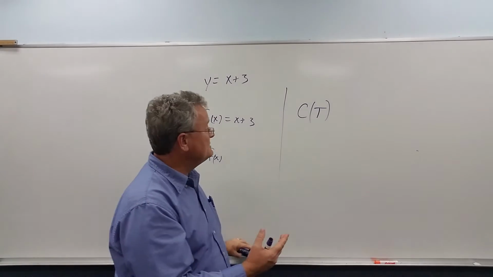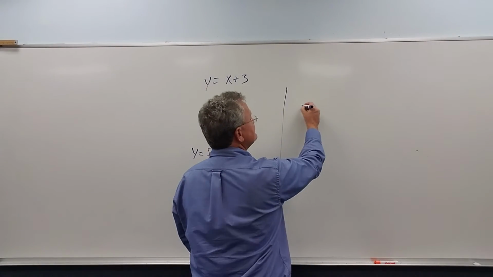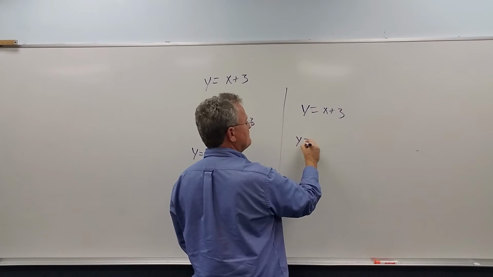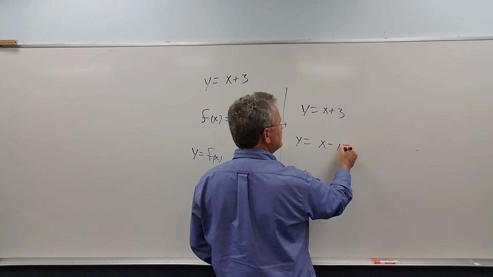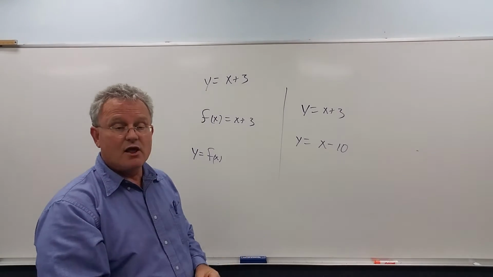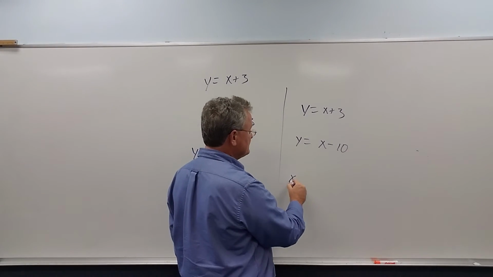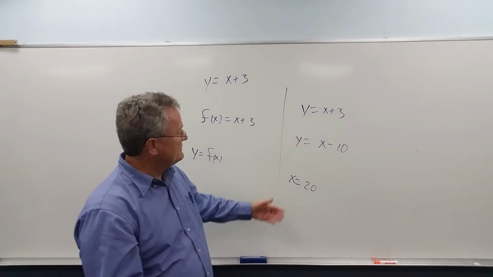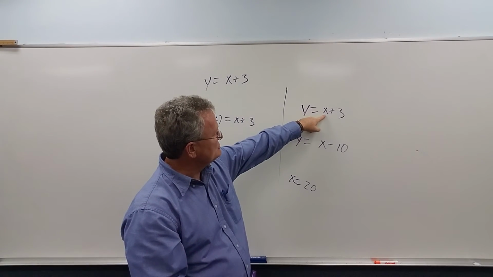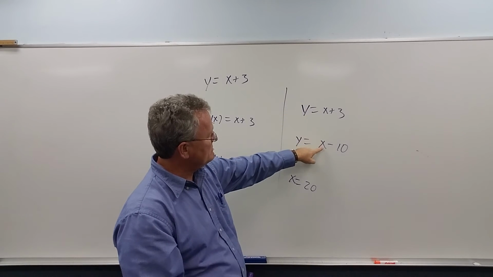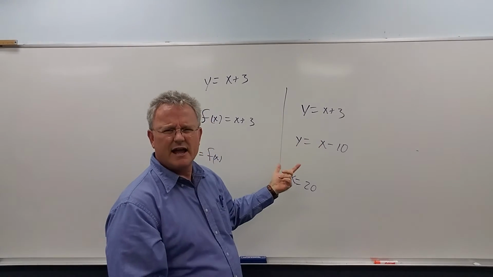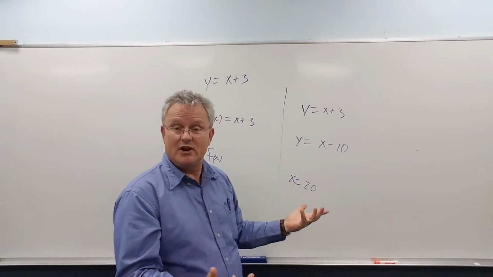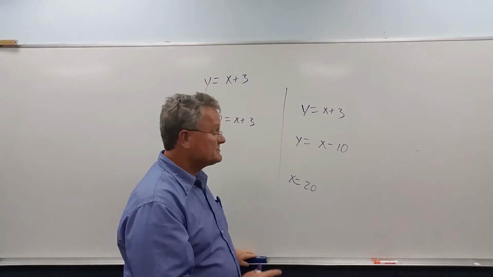There's another reason we use this notation. Let's say I said y equals x plus 3, and y equals x minus 10. And I said, what is y equal to when x is 20? Well, you don't know. If I plug in 20 here, I get 23. If I plug in 20 here, I get 10. The question is which one do I plug it into? We don't know. It's ambiguous.